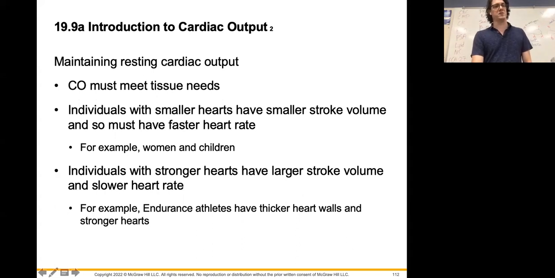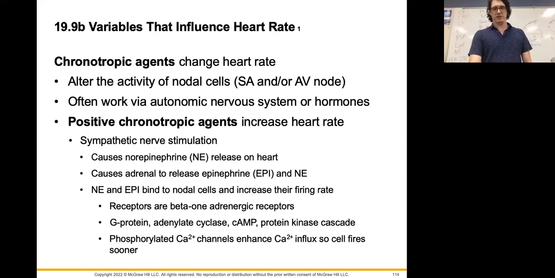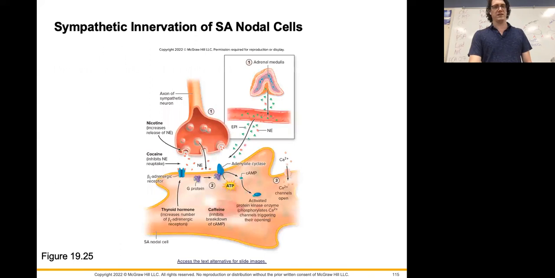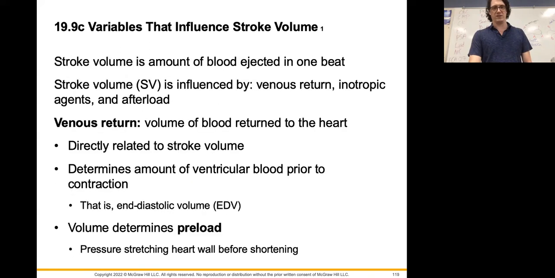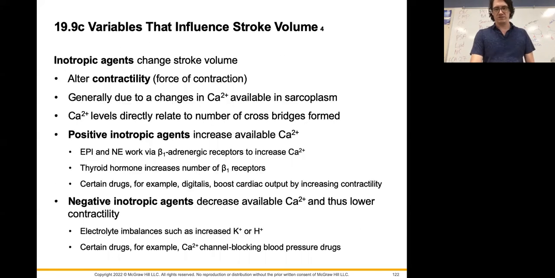However, athletes, especially endurance athletes, will tend to have thicker heart walls and thus stronger hearts. So they tend to be very efficient with making sure that things get emptied correctly and stuff like that. So they tend to move more volume in a beat, thus their heart rates can be slower. So there are some things in here. This is really less anatomy. It's just all more physiology stuff.